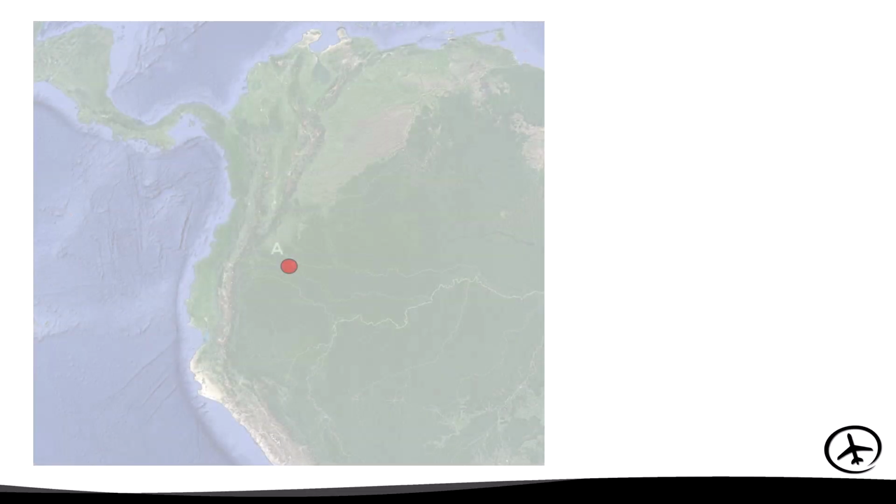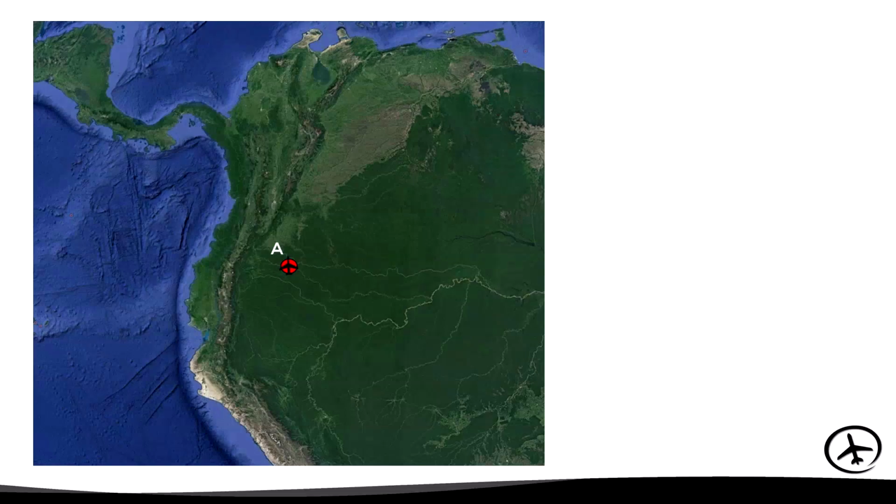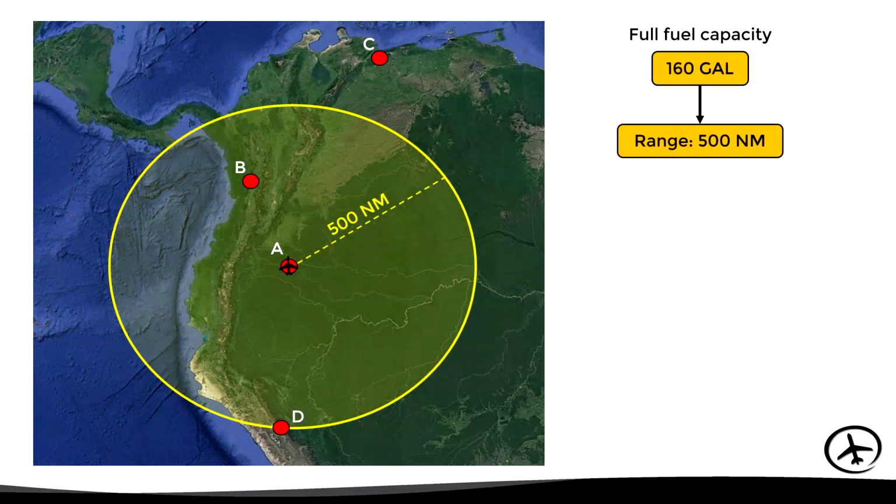Let's see an example of this. Suppose we are located at airport A, and with full tanks, the manual of our aircraft specifies that we have a total range of 500 nautical miles. As we can see, this range allows us to fly without problems to airport B, and it is also clear that it is not possible to fly to airport C. However, airport D is right on the limit. The question is, under these conditions, can we legally fly to airport D?